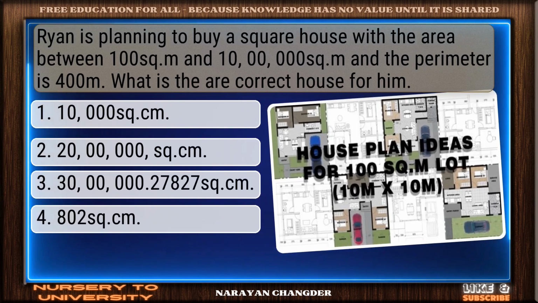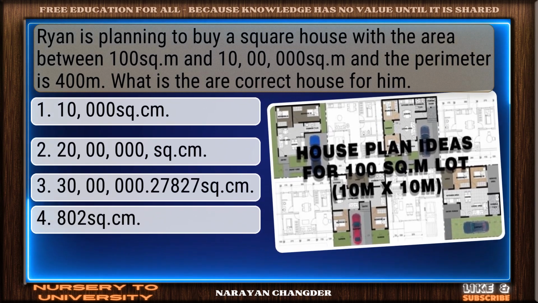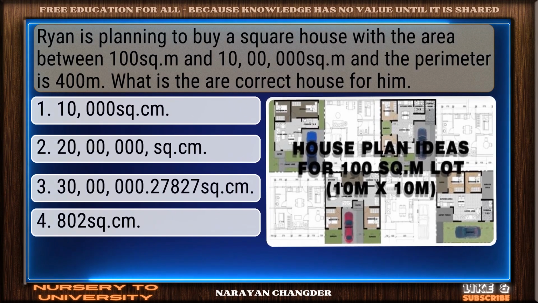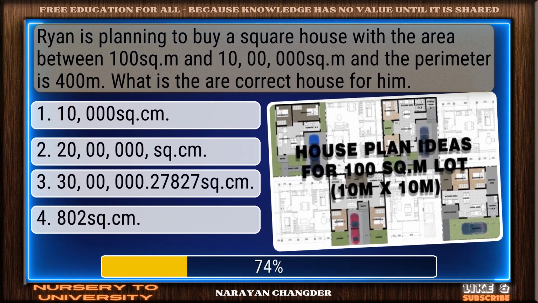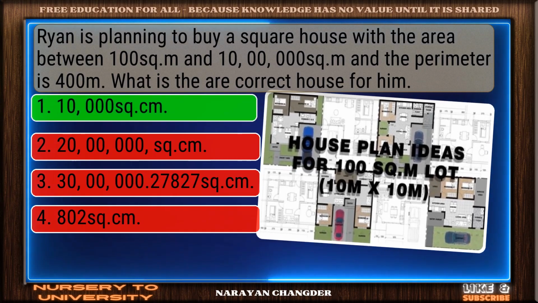Ryan is planning to buy a square house with the area between 100 sq m and 10,000 sq m and the perimeter is 400 m. What is the correct house for him? Sharp thinking. 10,000 sq m is the right choice.